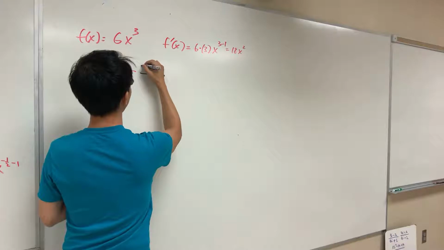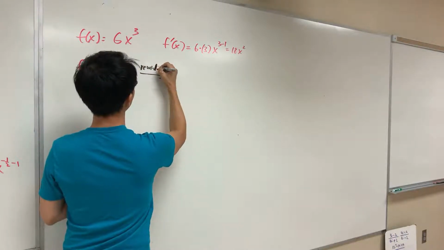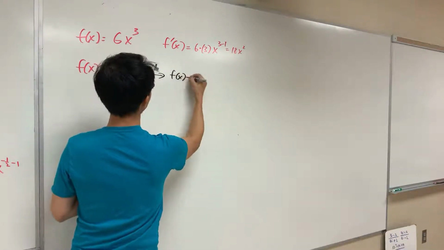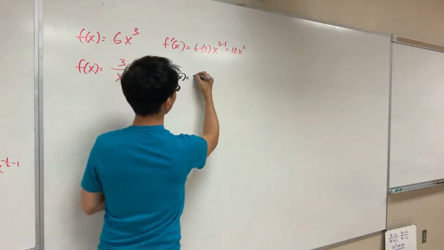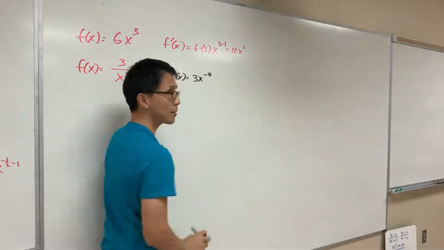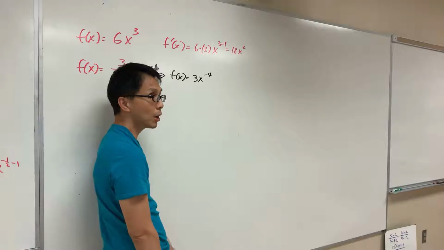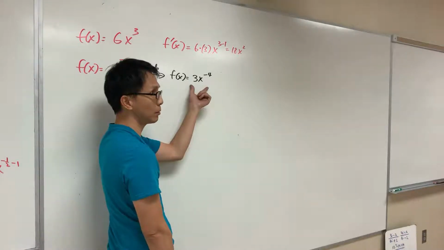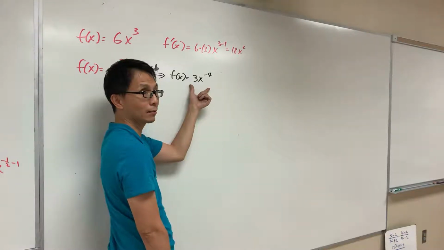Rewrite. So f of x is equal to what? 3x to the negative 4. Does that make sense? Is this hard? No, this is algebra. This is not even calculus yet.